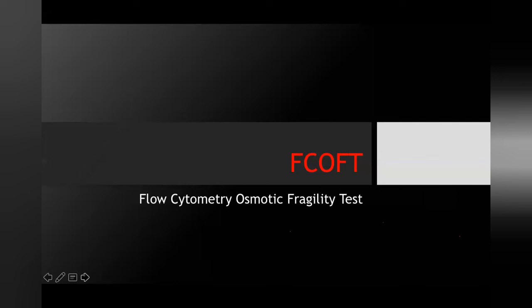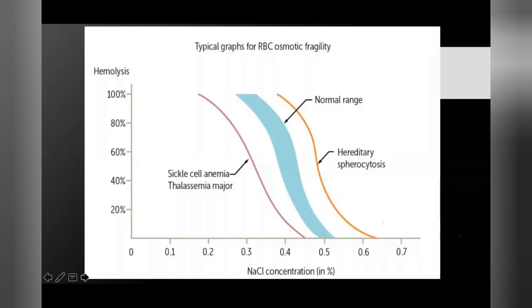So you will be surprised that the osmotic fragility test can also be done using flow cytometry, and the advantage is that now it becomes better and more objective. Now, this is a graph which we all have seen, utilizing the property of spherocytes, that they become more osmotically fragile and they break up as the concentration of hypotonic saline increases. So this is a normal range, and the x-axis represents the NaCl concentration and the y-axis represents the percent hemolysis. And in a patient of hereditary spherocytosis, the graph shifts to the right. So for any given concentration of NaCl, the amount of hemolysis is increased. While in sickle cell anemia and thalassemia, the graph shifts to the left because of the dehydration of the RBCs.